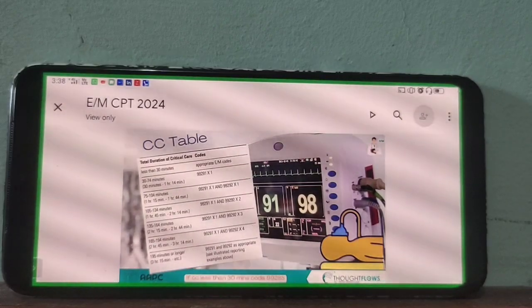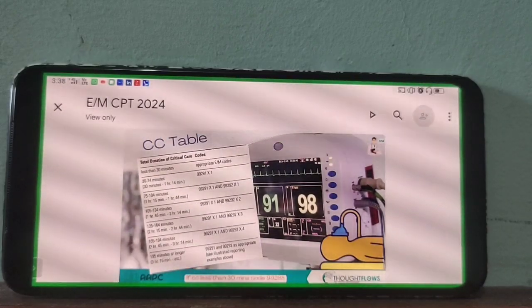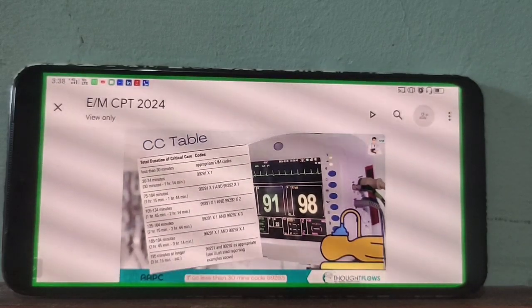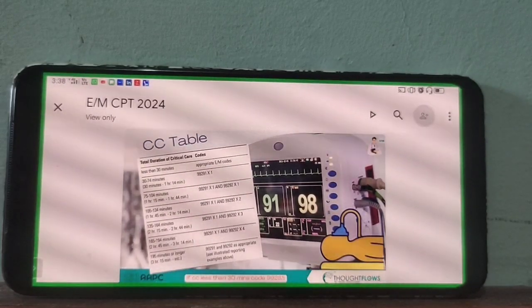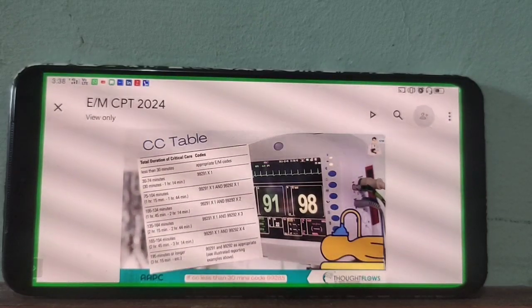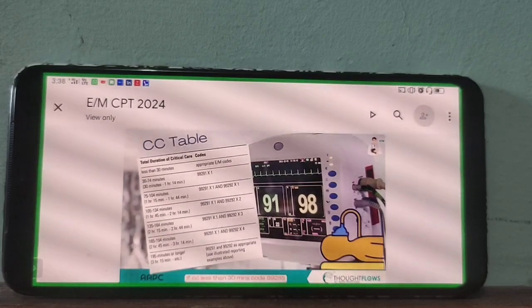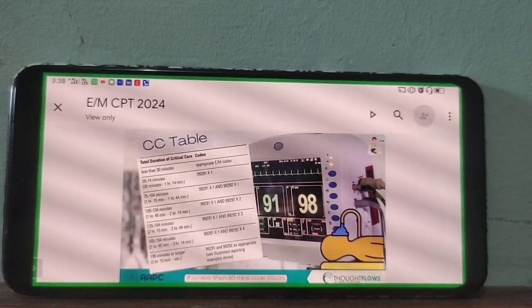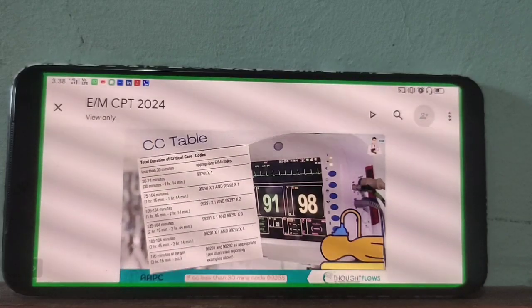Guys, see the table. For each additional 30 minutes, the unit of the add-on code only increases: times 1, times 2, times 3, times 4, times 5, times 6, like that.